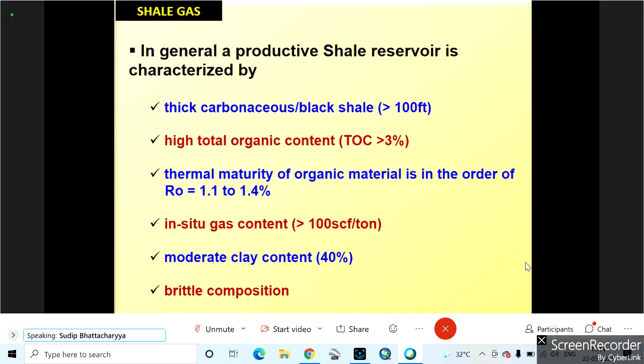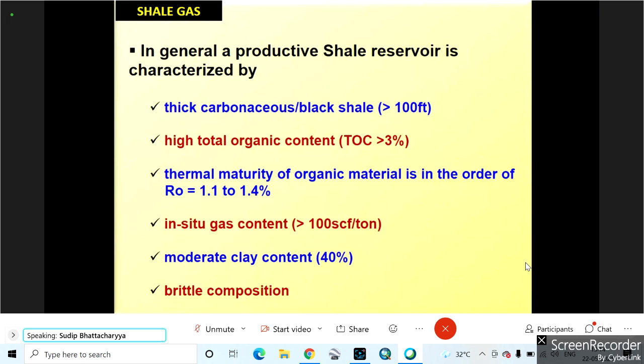Thermal maturity of the organic matter, as you know now, vitrinite reflectance 1.1 to 1.4. I have shown you earlier in that table. Moderate clay content of 40%, in situ gas content should be marked, and the last one, which is very important, is brittle composition. The shale should be enriched with quartz. If it is a quartzose shale, that is, arenaceous matter is there, quartz is there, then it is much easier to fracture it. Hydrofracturing is much more possible.